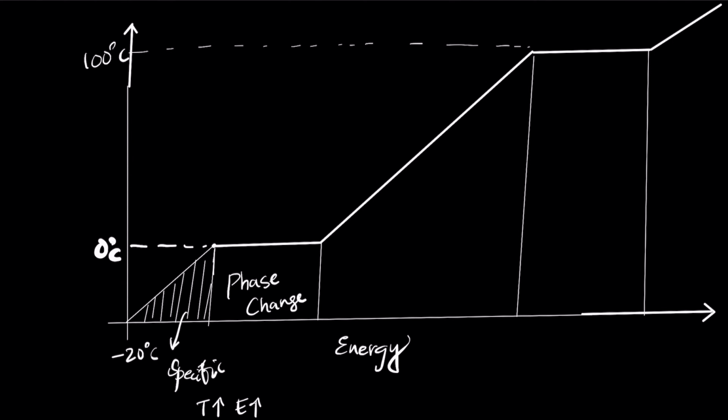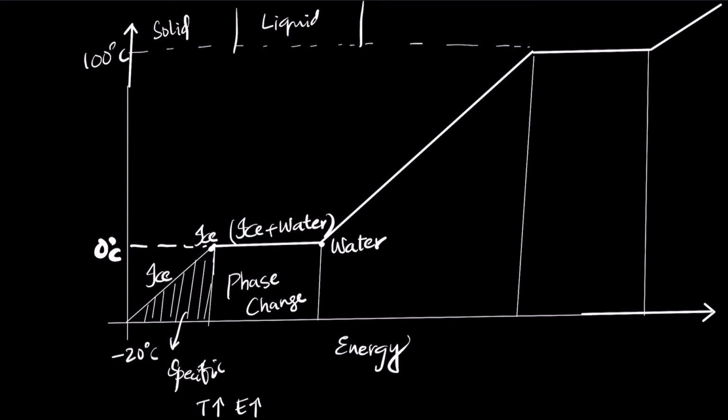So what phase is changing here? At this point it was ice, and until this point it's ice, and at the end point it becomes water. So what you get here in the middle is an ice plus water mixture. Until here these are solid molecules. Now these solid molecules are absorbing energy, and some of the molecules are becoming liquid. So at this point it becomes a liquid-solid mixture.